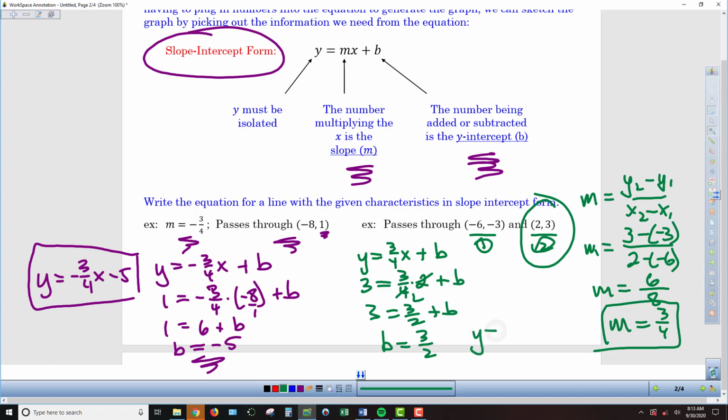in many circumstances, so we should be comfortable with that. So in the end, we get y equals 3/4 x plus 3/2. So don't be put off by a fractional value for the y-intercept. Sometimes that works out. A little tricky to graph, but we're fine with this as a solution here.